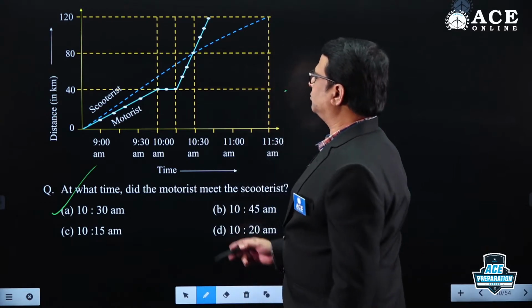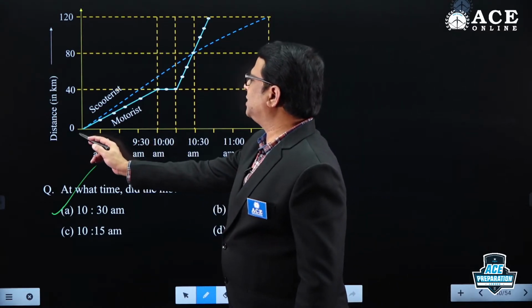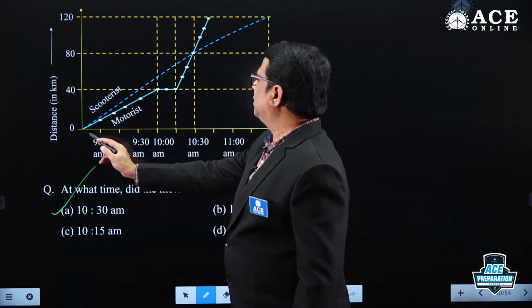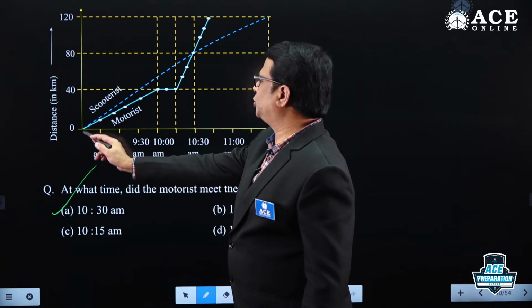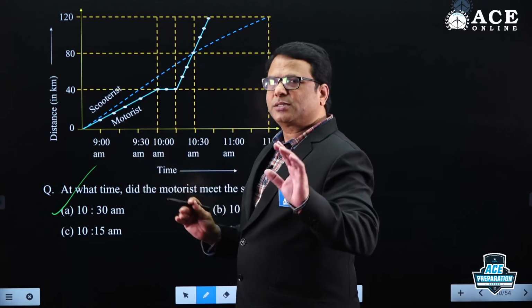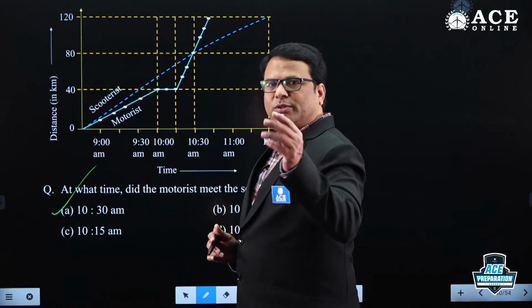Okay, here it should be 0 and here it is 9. Here it should be 9 actually. At this point it should be 9. Okay, just let us overlook this mistake.